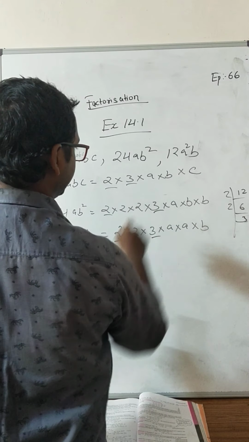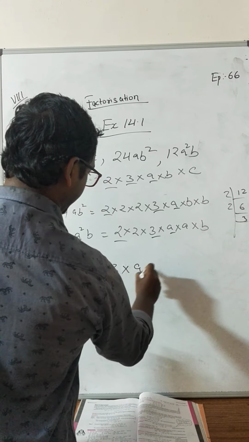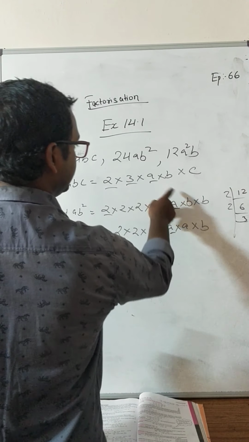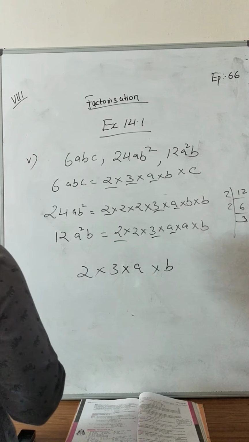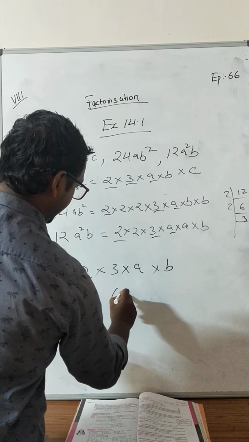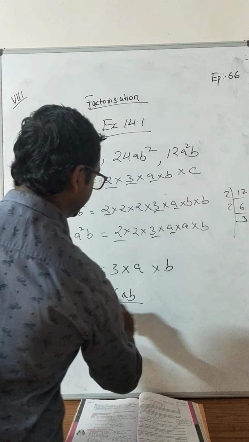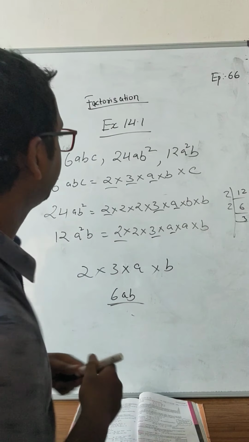Next, look at the variables. A as common, b as common. So what are the values we have? So the final answer is 3 into 2 is 6, a into b, ab. So 6ab is our common factor for these given terms. Okay.